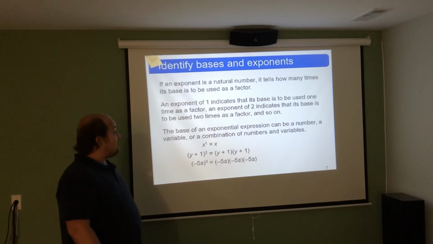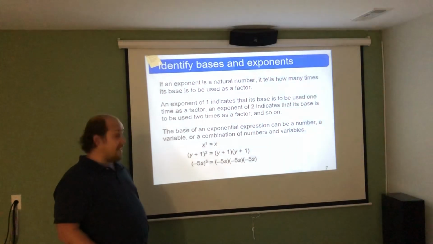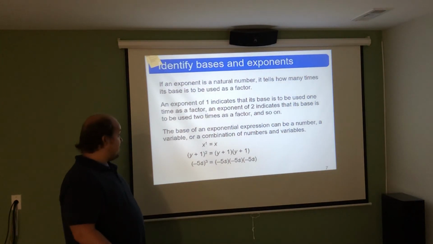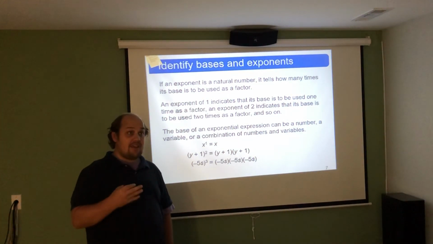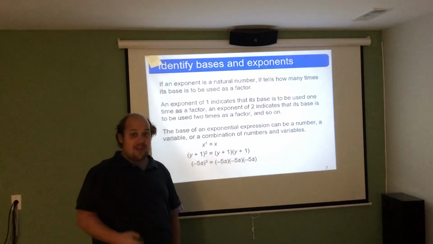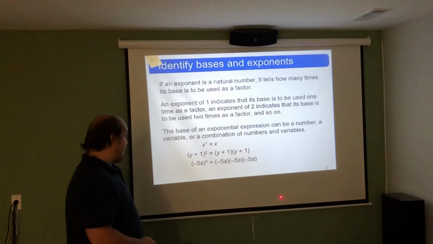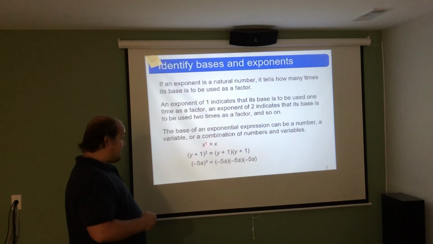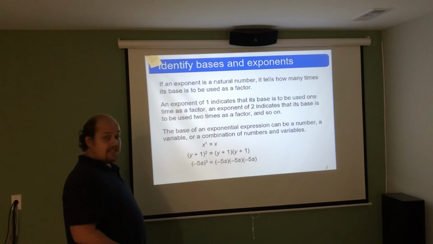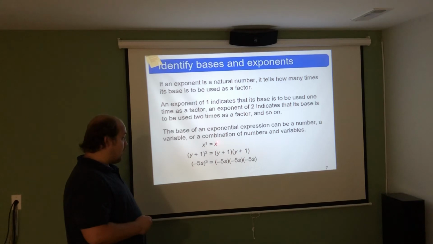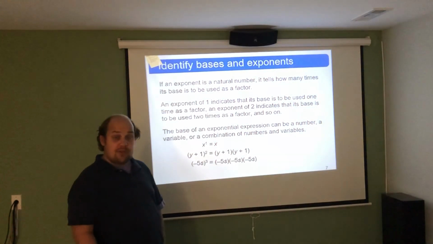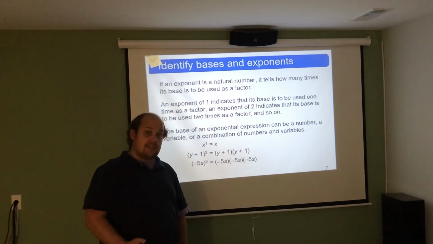If an exponent is a natural number, it tells how many times its base is to be used as a factor. An exponent of 1 indicates that the base is to be used 1 time as a factor. Exponent of 2 indicates it to be used twice, and so on. We don't usually put the 1 exponent if it's not 2, 3, 4, something higher. It's understood to be 1 when you just have a variable. So here, x to the first you don't usually see, you would just see it written as x. But the same way there's an understood 1 in front to say we have 1x, there's an understood 1 in the power. If there is no exponent listed on a variable, you can assume it to be to the power of 1.